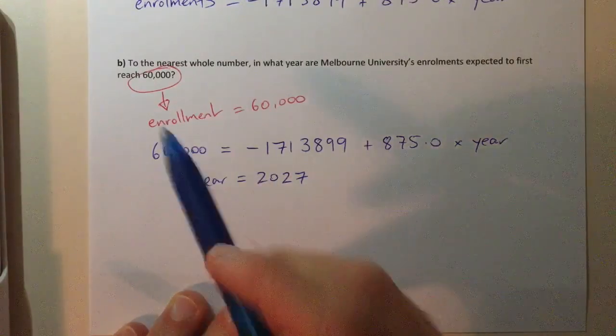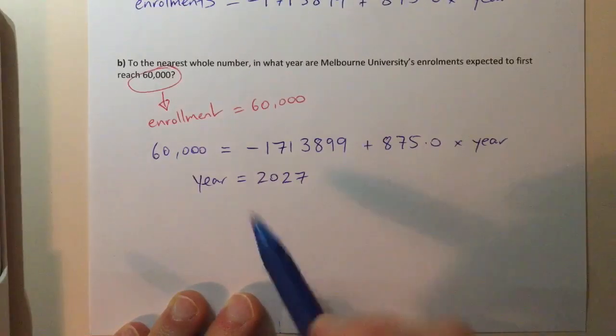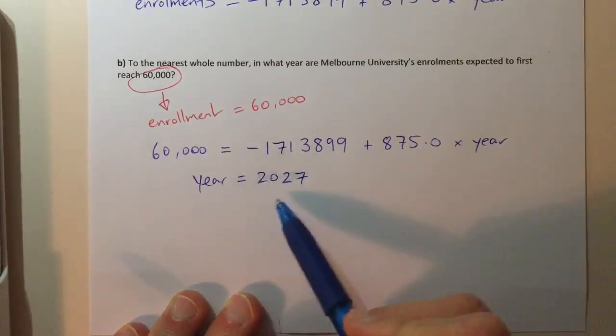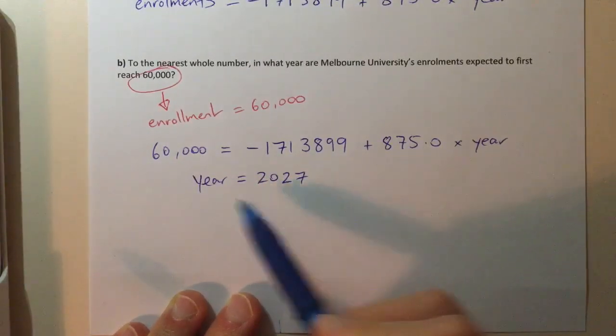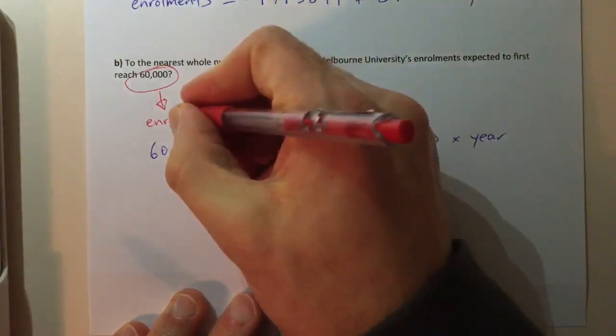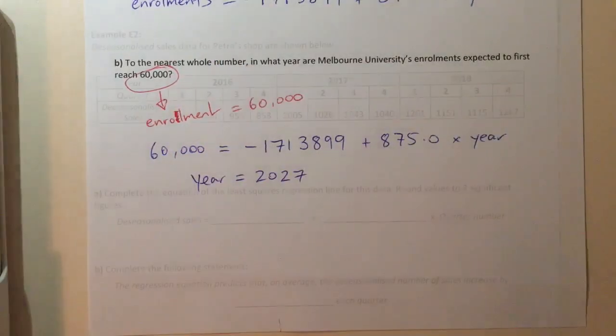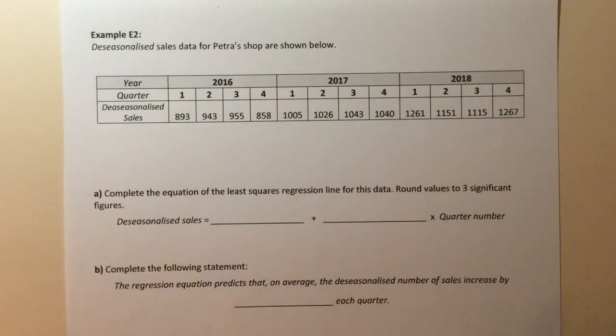Okay, and it does say in the question to the nearest whole number as well, just to emphasize that. And so what this is predicting is that it'll take until the year 2027, and in 2027, that's when the enrolments will first reach 60,000. I've also just realized I made a spelling error there, and that's annoying me, so I'm going to fix that. One L in enrolment.